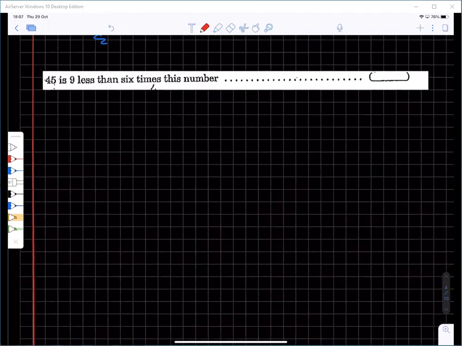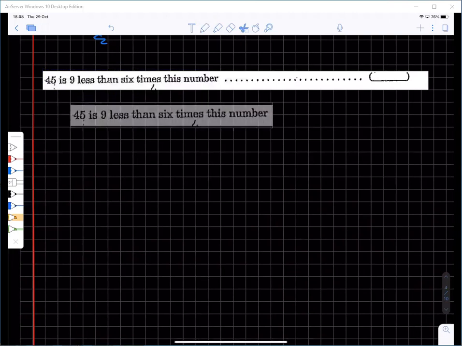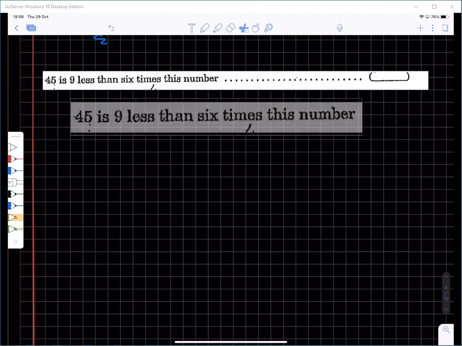Okay, hang on a second. Let me just do a little bit of extra cut and paste. I got one idea. Copy, paste. There we go.